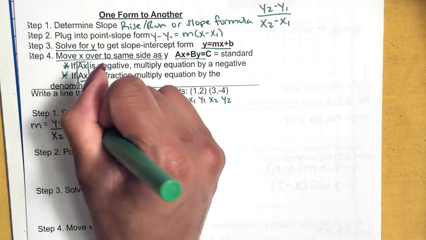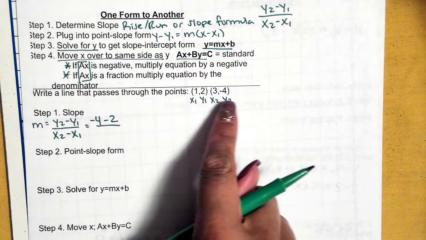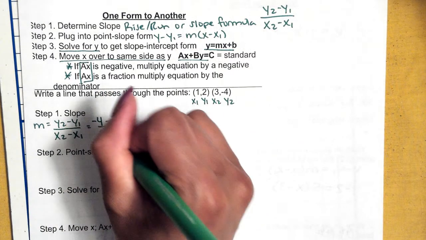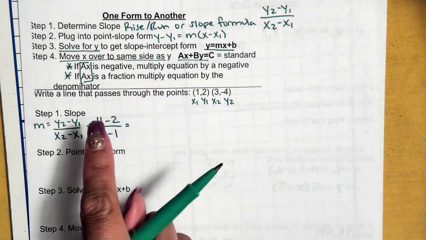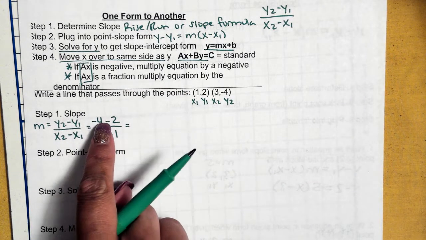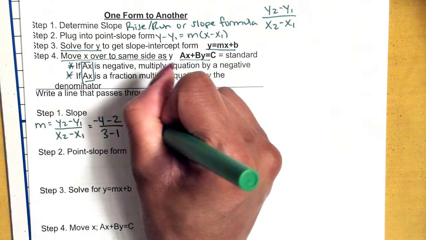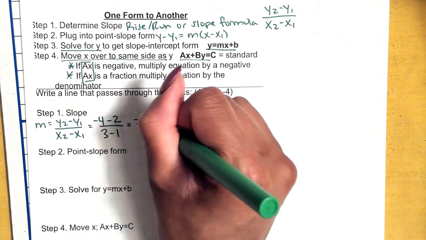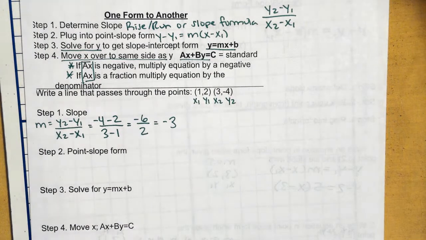So I have negative 4 minus 2. Okay, so y2 minus y1. Then I have x2, which is 3, minus 1. Okay, so then I'm going to solve. So negative 4 minus 2, you have to change it to a positive, flip to a negative. It's negative 6 all over 3 minus 1, which is 2. And I end up with a slope of negative 3. So I found the slope as negative 3. Check that off of my list.